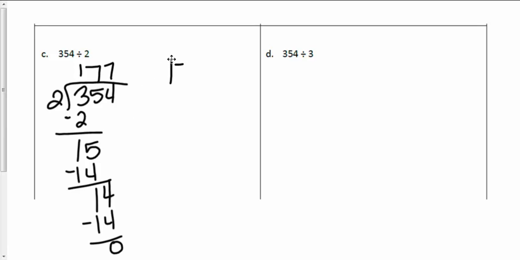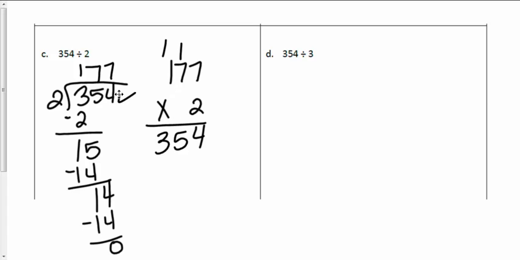Now I'm going to check my math. 177 times 2. 7 times 2 is 14. 7 times 2 is 14, plus 1 is 15. 1 times 2 is 2, plus 1 is 3. So it checks out. 354.